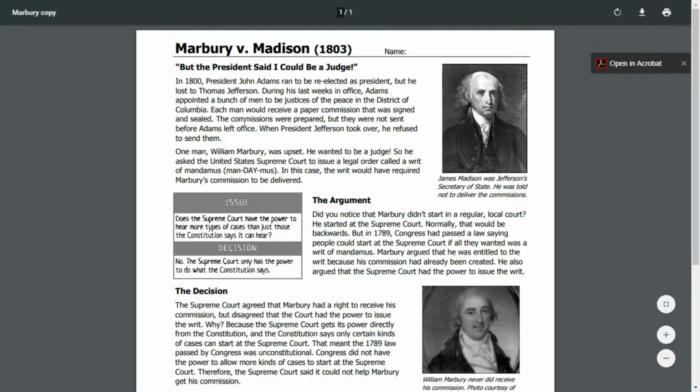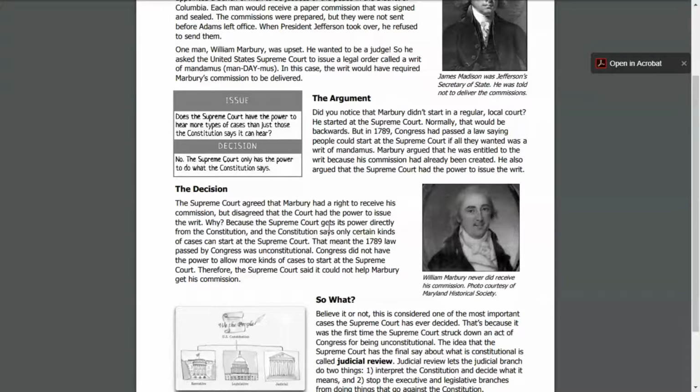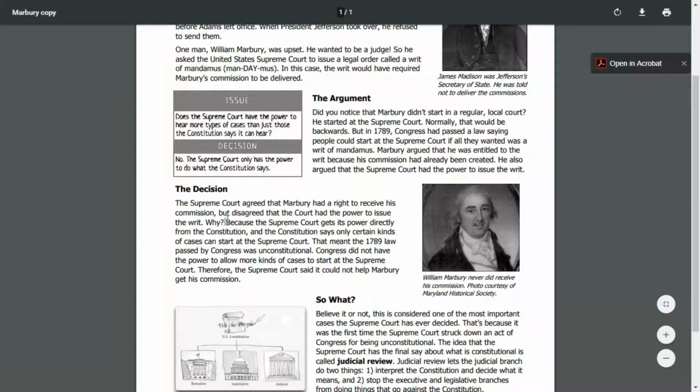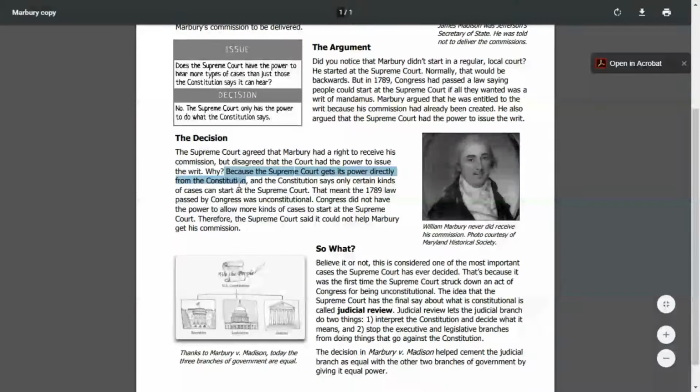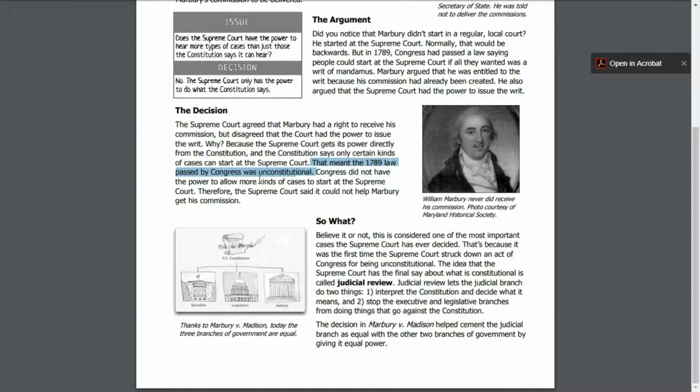Basically, we'll open this back up because this is the main thing you can go back and see. They said it was unconstitutional because the power comes directly from the Constitution, and only certain things can start at the Supreme Court. That means the law passed by Congress in 1789 was unconstitutional. Congress does not have the power to allow more kinds of cases. So they wanted to go through this whole system.